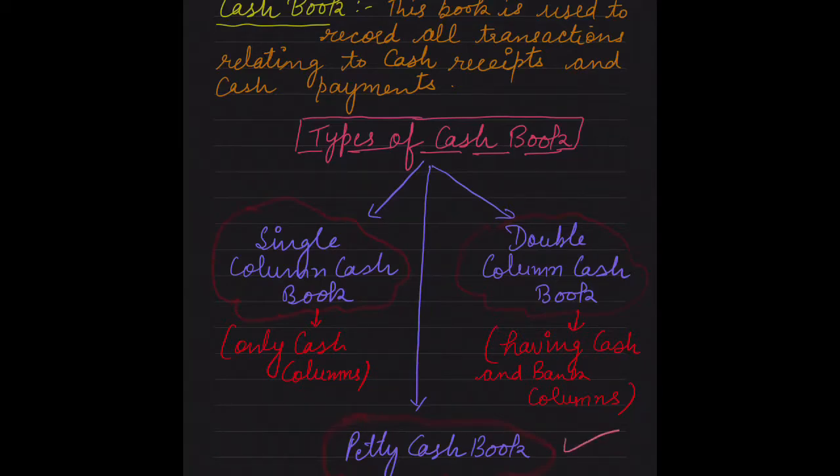The next is petty cash book. A petty cash book is where there are small expenses, when the amount is very less, right? Then a cashier will pass the small amount transactions in petty cash book and the main amount cash transactions in main cash book, right? This is petty cash book.